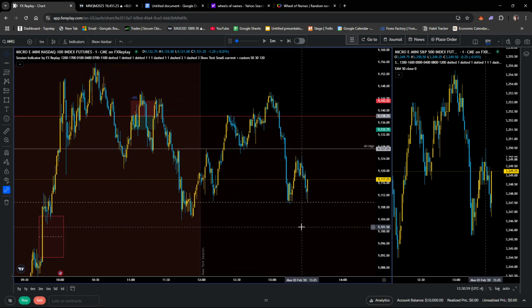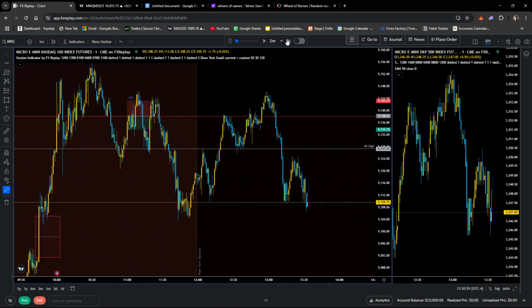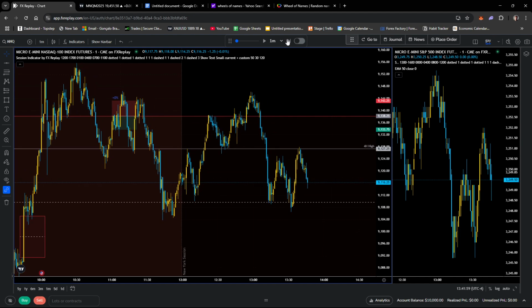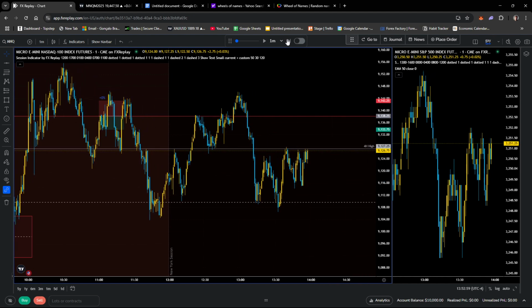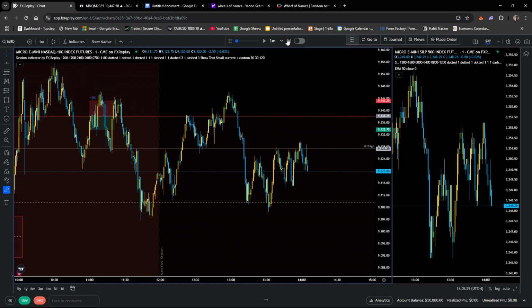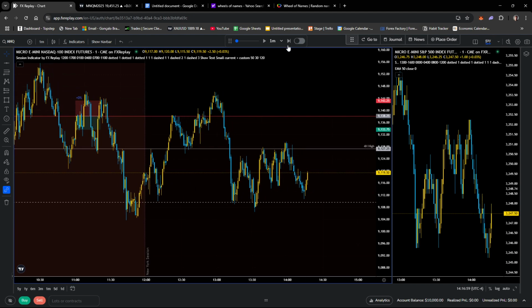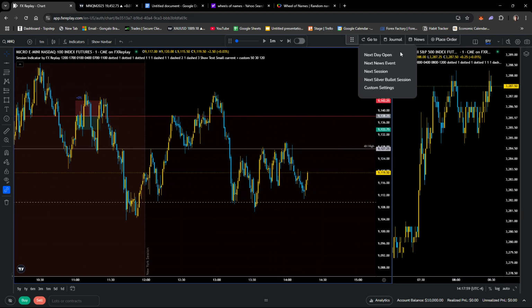So let's zoom out. Looks relatively choppy, which I'm a little bit more lenient for on the PM, just because it's not the most volatile. I don't think, yeah, we can't even break this range. Let's go back, well, let's go two forwards till tomorrow.